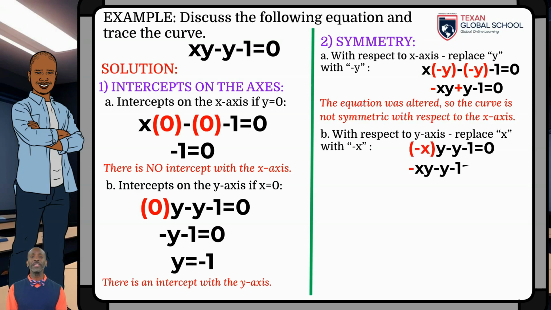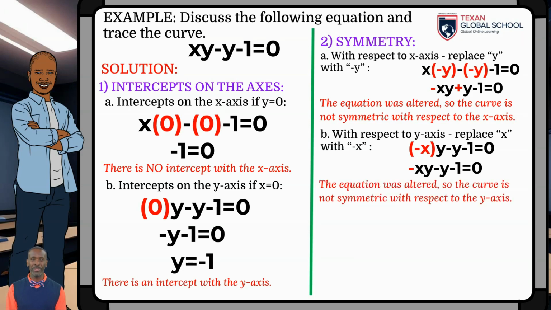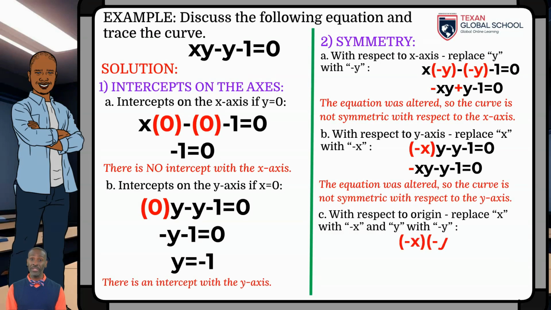To analyze the symmetry with respect to the y-axis, substitute x for -x. Hence, the equation of the curve did change. Therefore, the curve is not symmetric with respect to the y-axis.